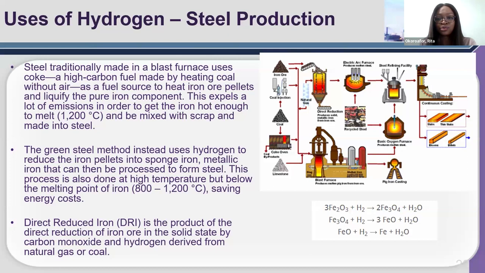So for those interested in the reaction of direct reduced iron, this is how it starts. You get your iron ore and you expose it to hydrogen, and you will still get a product where you will need to expose it more and more to hydrogen until you finally arrive at iron and water. Then this iron is what goes and is mixed with the other materials to form steel.